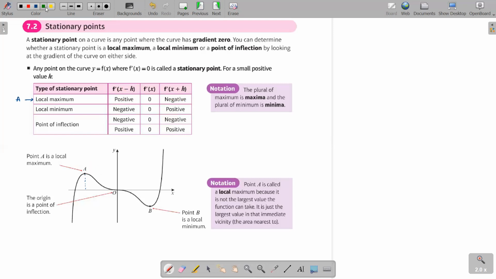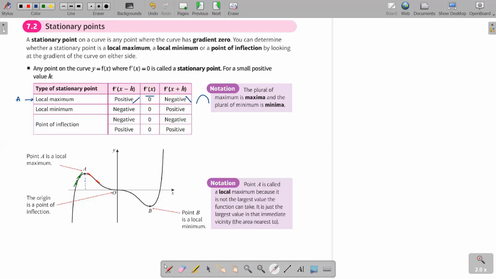Now let's take a point behind A. What do you notice about the gradient for the values behind it? Do you see that the gradients are positive? Then after passing the turning point, check the gradients. They are negative. So just before the turning point, you have a positive gradient. At the turning point, you have 0 gradient. And after the turning point, you have a negative gradient. So do you see it creates the maximum shape? Can everyone see this?